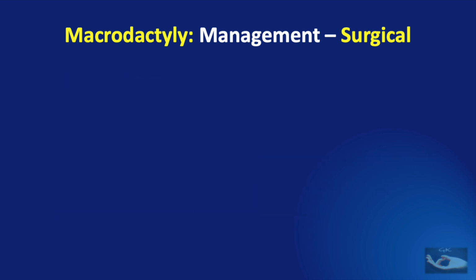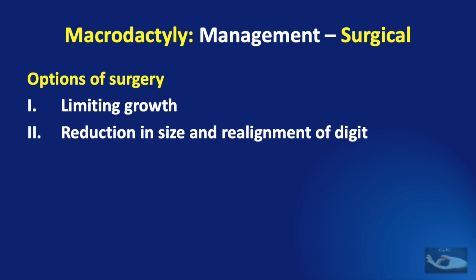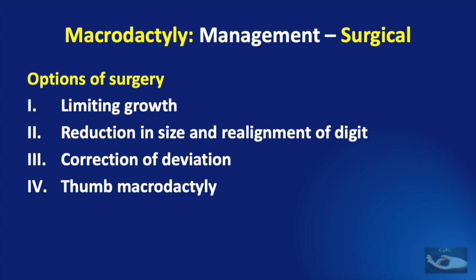As far as the surgical management of macrodactyly is concerned, there are 5 main options or protocols for surgery: procedures for limiting the growth, procedures for reduction in size and realignment of digit, procedures for correction of deviation, procedures for management of thumb macrodactyly, and finally amputation.